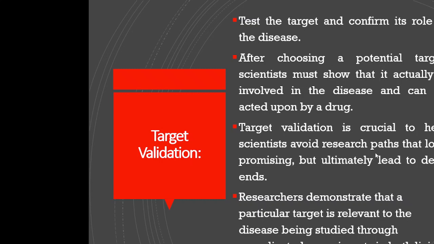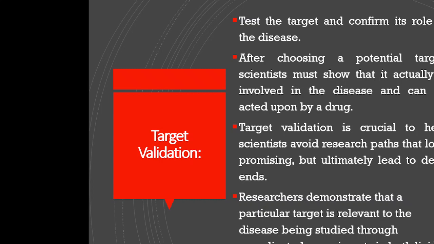So target validation is crucial to help scientists avoid research paths that look promising but ultimately lead to a dead end. This happens several times in research. What happens is that when we are going for research, we initially think that this is the real reason for this.